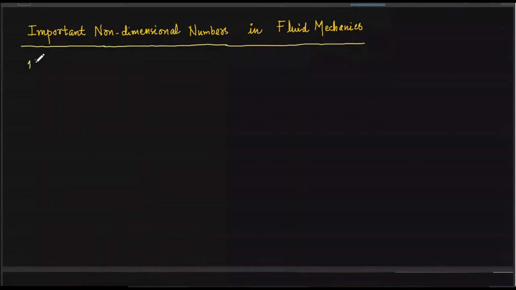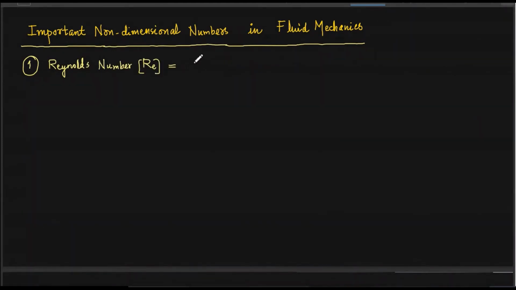Today's class is totally spent on prominent non-dimensional or dimensionless numbers used in fluid mechanics, and what the relevant application fields or areas are in which these numbers are applicable, that also we'll discuss. Okay, so the first one, as I told you already, is the Reynolds number. We know it, but I just want you to recollect.